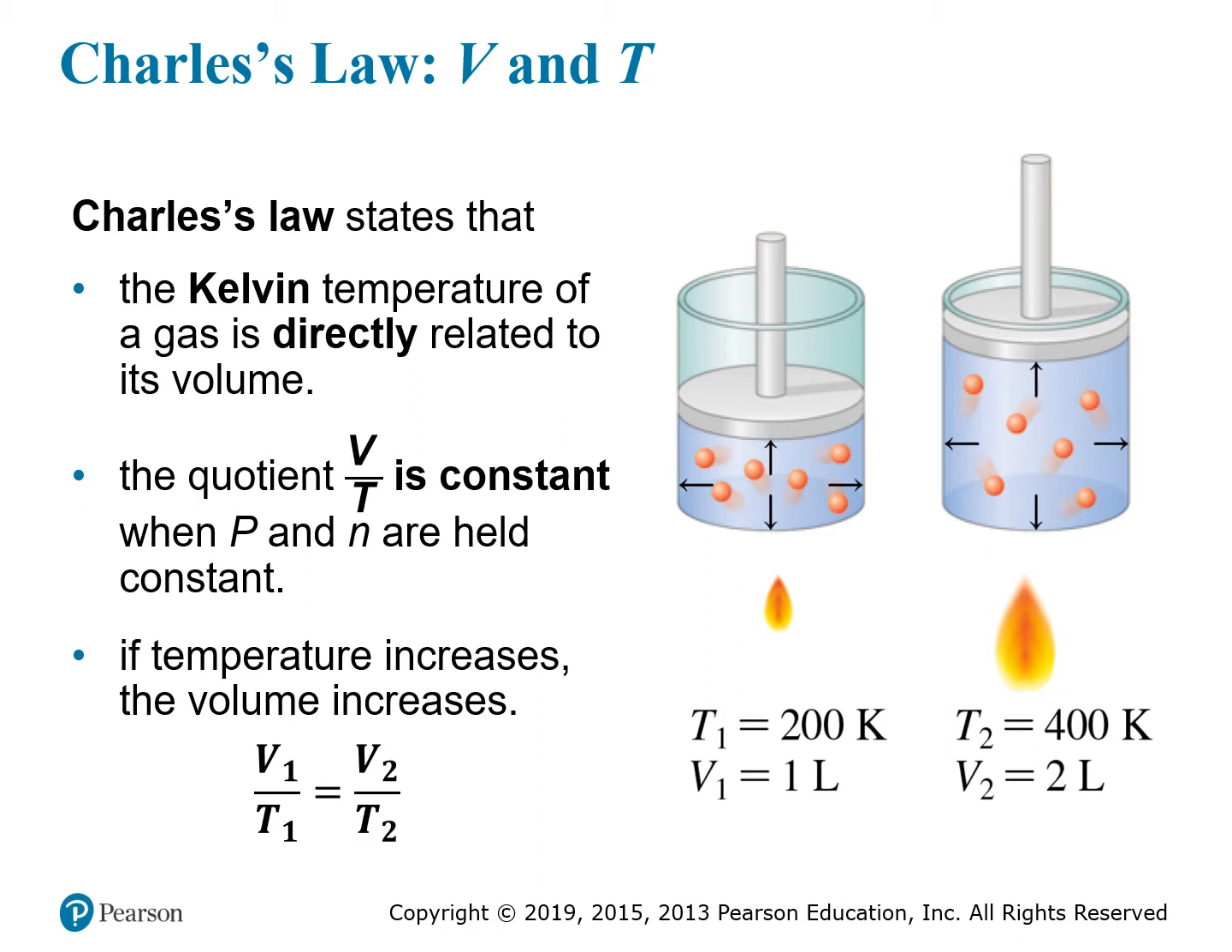So what that means is if you double the temperature, the Kelvin temperature, from say 200 to 400, the volume will have to double as well, as long as P and N are being held constant. So if temperature increases, volume increases. You can also think about it in reverse: if the volume increases, the temperature will have to increase in order to maintain the same pressure and number of moles. This can be expressed in this mathematical relationship, V1 divided by T1 equals V2 divided by T2. And this is the mathematical expression of Charles's law.